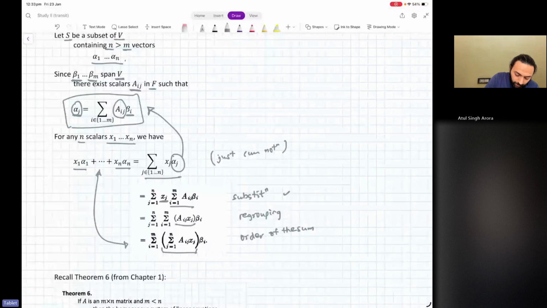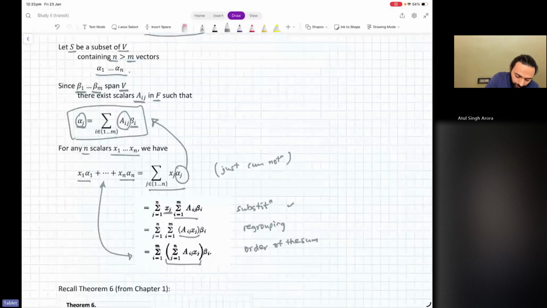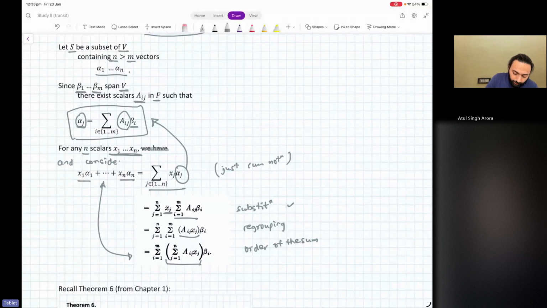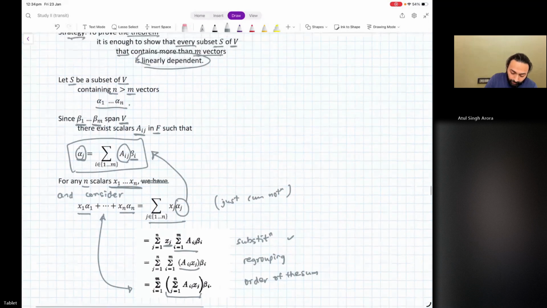No, we are considering, right? So we are saying that you take any of these scalars, and if you want, you can consider this expression, right? We are just taking a linear combination. We are just looking at this expression, and we're going to reason about it, right?